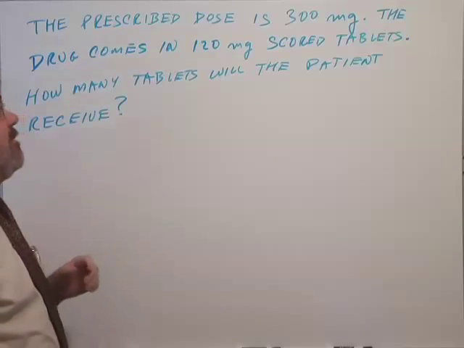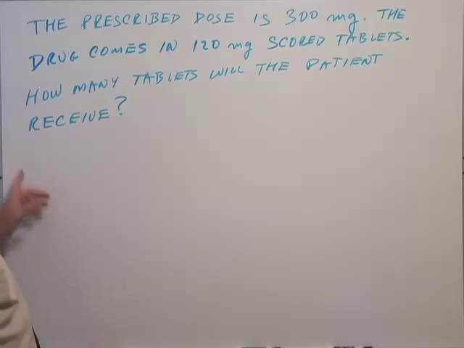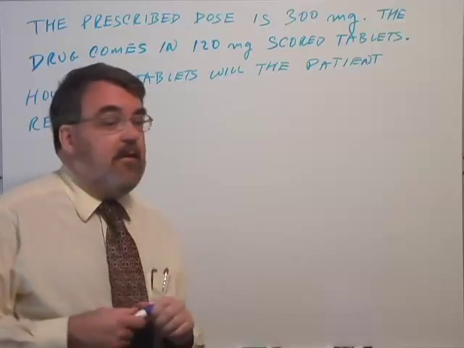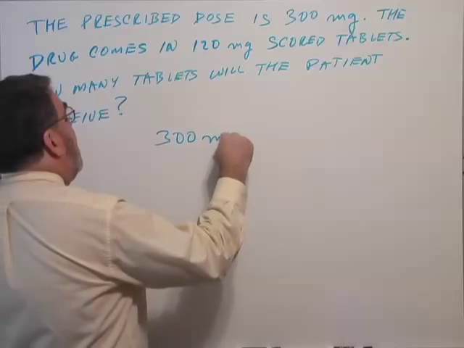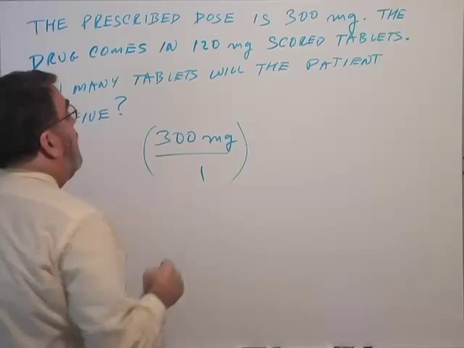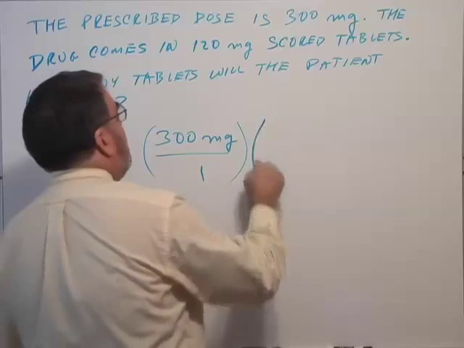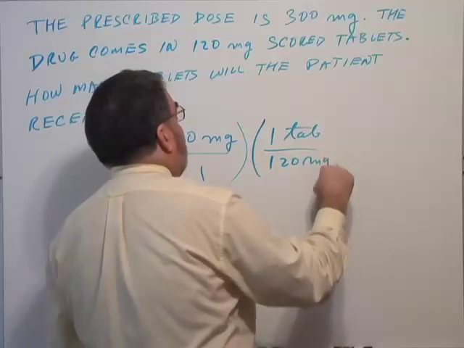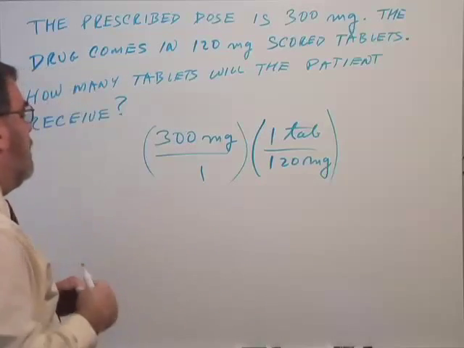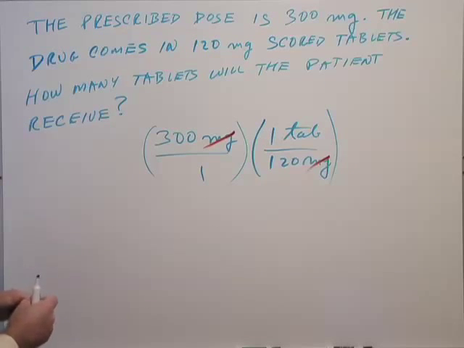Prescribed dose is 300 milligrams. The drug comes in 120 milligrams scored tablets. How many tablets will the patient receive? All right, so this really works the same as any other problem. I'm going to start with the dosage, 300 milligrams. And the concentration is 1 tablet is equal to 120 milligrams. So as usual, milligrams cancel, leaving tablets.